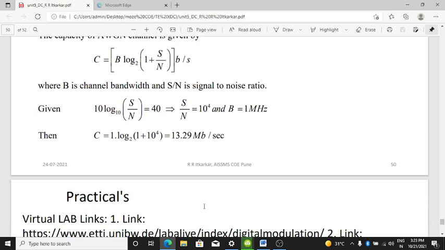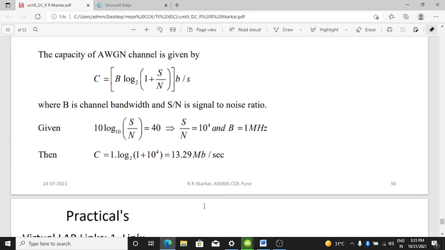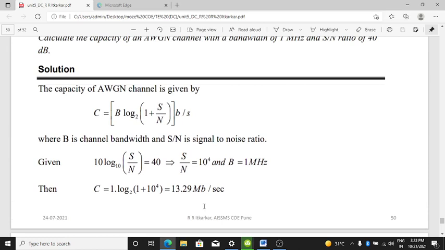Then given is 10 log10(S/N) = 40, then S/N = 10^4 and B = 1 megahertz. Then C = 1 × log2(1 + 10^4) = 13.29 Mb per second. These are the examples.